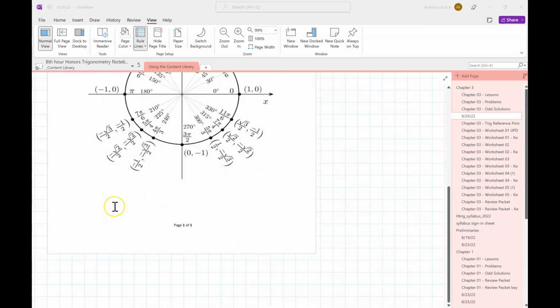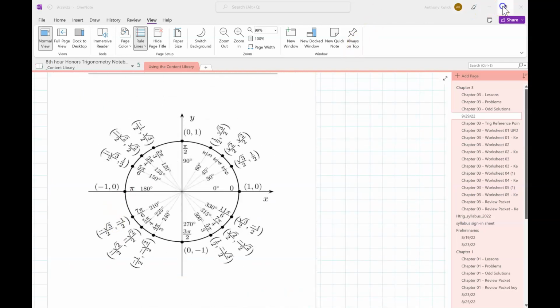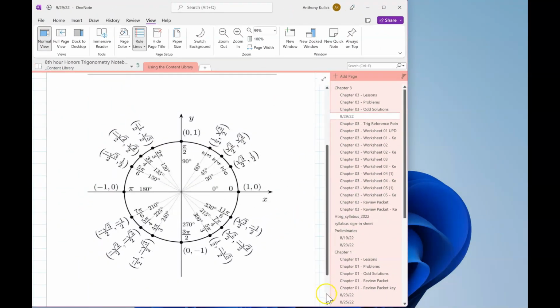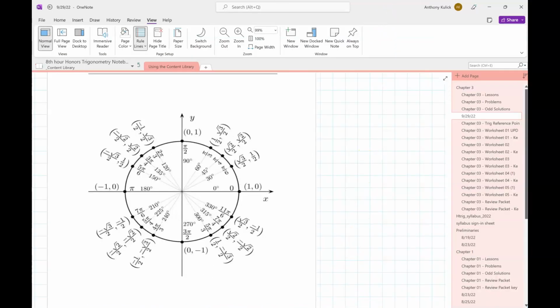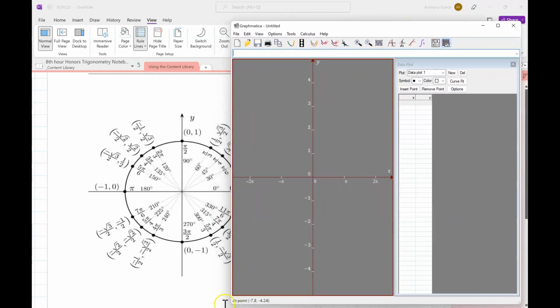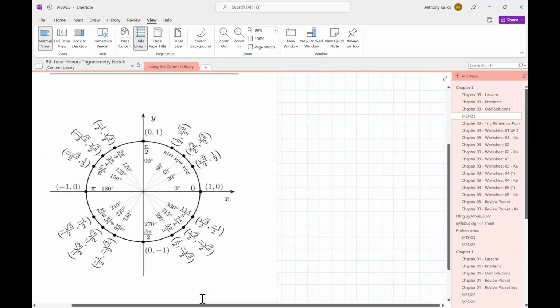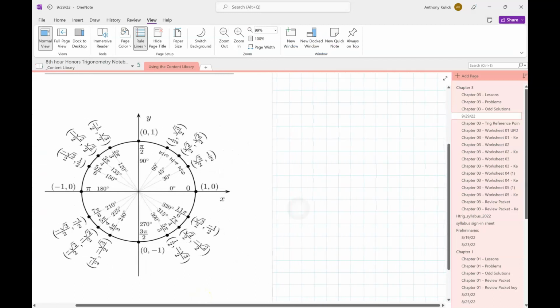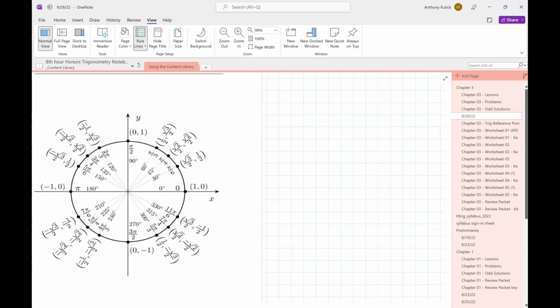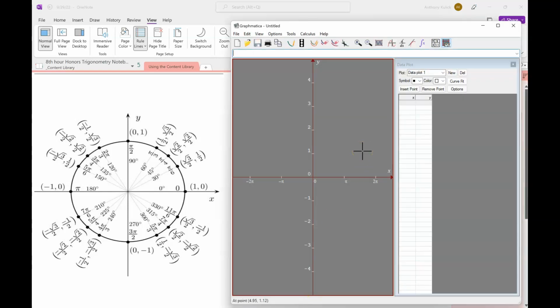So today we're going to be starting Chapter 3. In Chapter 3, we're going to be talking about the sine, cosine, and tangent functions as in regard to graphing. So what we're going to do is start with just how would I go about naively graphing sine or cosine functions.